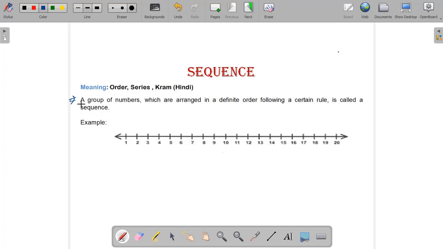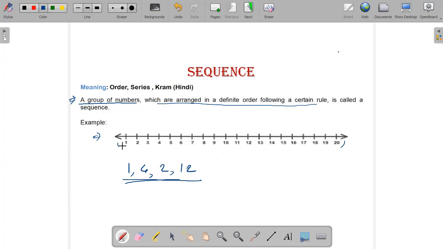So what is the definition of the sequence? Sequence means a group of numbers. For example, here we take some numbers in a group, 1 to 20, which are arranged in a definite order following a certain rule. This means these numbers have some arrangement and follow a certain rule. So if we take 1, 4, 2, 12, these numbers are not in a proper way, so it does not follow the proper arrangement.